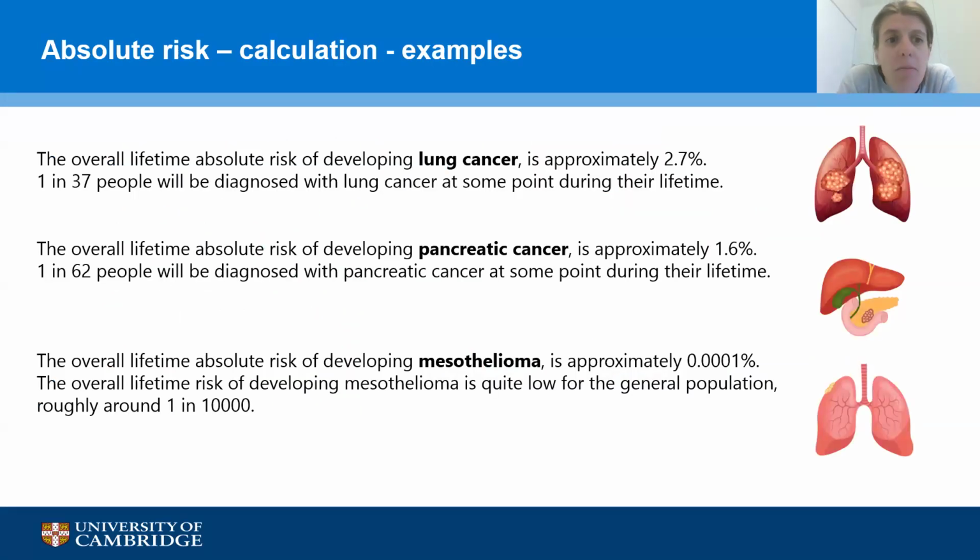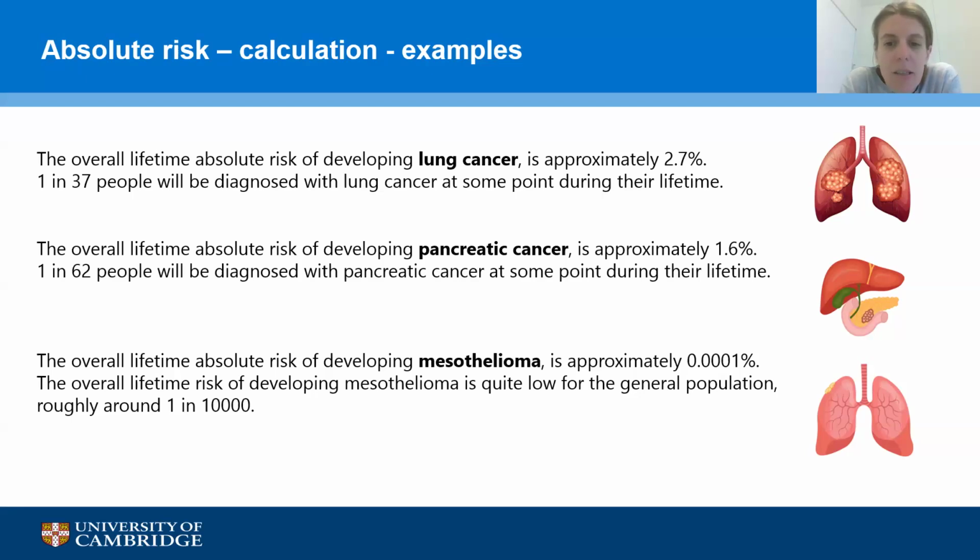I have another example. It's about the risk of other conditions like lung cancer, pancreatic cancer, or mesothelioma. Here is an example of lung cancer, where the overall lifetime absolute risk is around 3%, 2.7%. And this can also be expressed as 1 out of 36 people will be diagnosed with lung cancer at some point in their life. And a little bit lower absolute risk is for pancreatic cancer. In this case, it is 1.6%. So that is 1 in 62 people will develop pancreatic cancer.